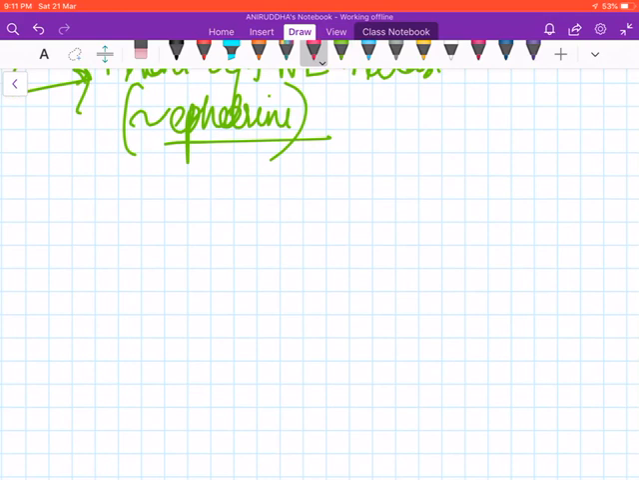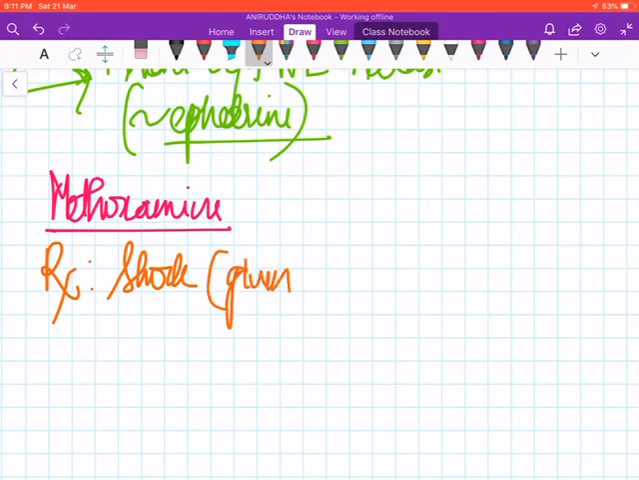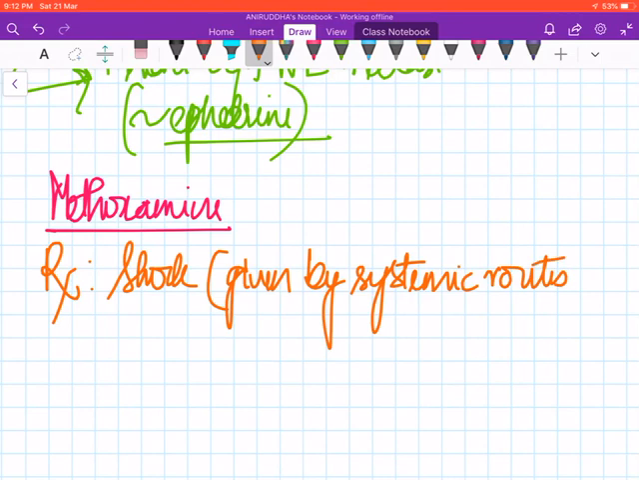Another alpha-1 agonist we need to discuss is methoxamine. I'm sure you've heard of this drug if you've been regularly attending your wards. And methoxamine is commonly used in the treatment of shock and is given by systemic routes. Though we have lots of other drugs which are preferred, methoxamine can also be used.